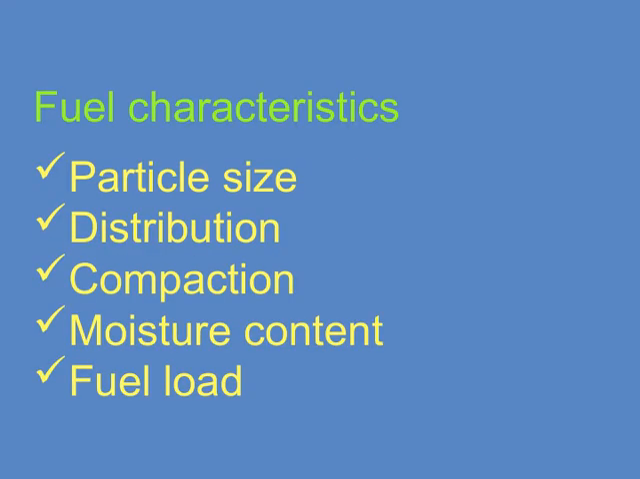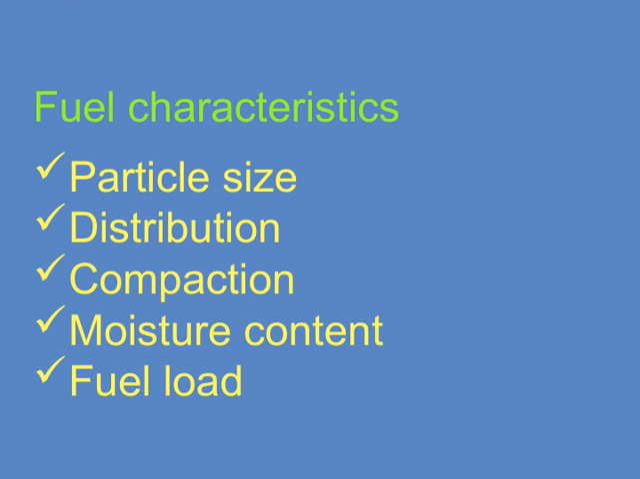Let's take a closer look at fuel characteristics, which are essential for understanding fire behavior. First, particle size distribution plays a crucial role because it affects how quickly the fuel can ignite and how it burns. Smaller particles tend to ignite faster and burn more intensely, while larger pieces may smolder longer. Next, compaction is important because tightly packed fuels can limit airflow, influencing how the fire spreads and how hot it gets. Looser fuels, on the other hand, allow for better oxygen flow, making the fire more vigorous.